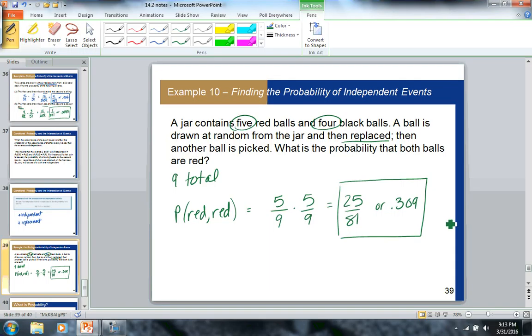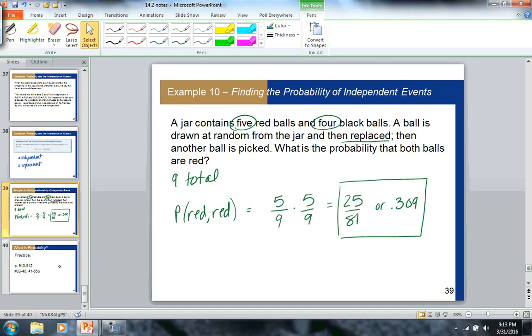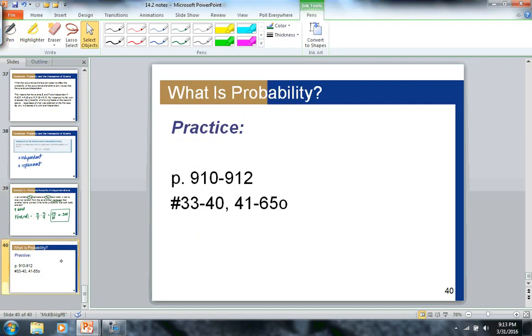Okay. So the key to remember in this homework assignment is to just pay attention to the problems, read them carefully, look for that key phrase of replacement or without replacement or no replacement. So that way you can identify if it's an independent or a dependent event. If they're independent, you just find the probability of each and multiply them. If they're dependent, then you have to subtract either from the numerator or the denominator of that probability for the second event. So take a look at the odd problems in the back of the book.